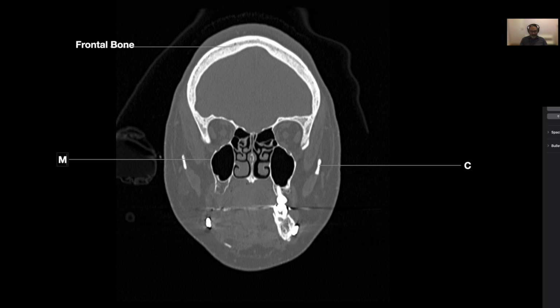Okay, correct. That's the maxilla. The maxilla is the bone. And what do you think this is?